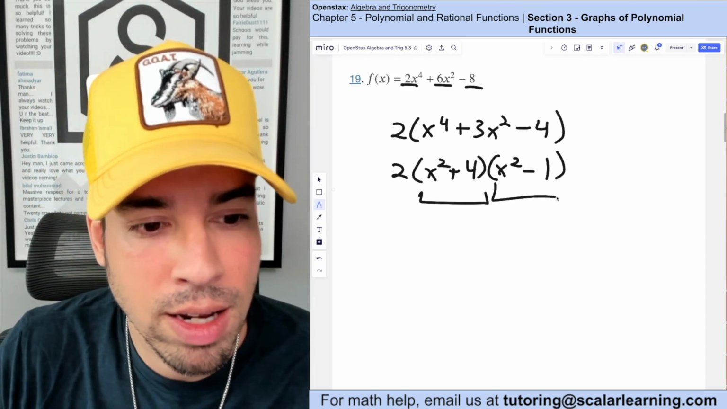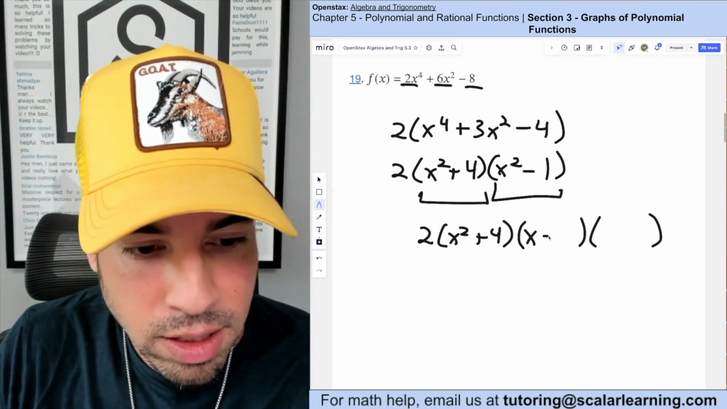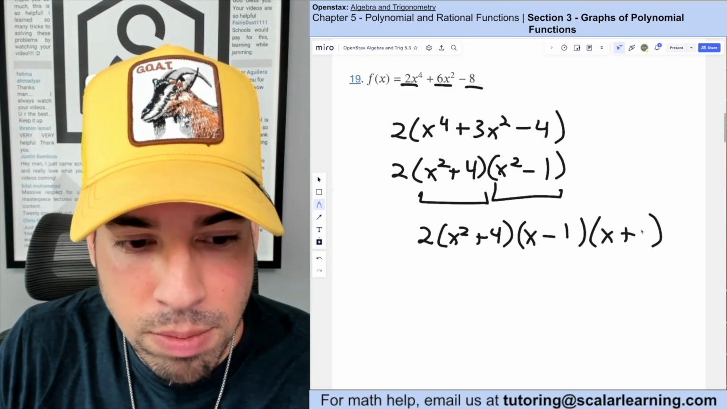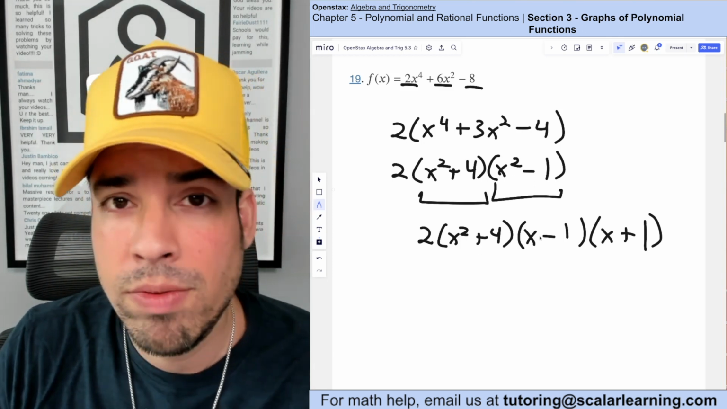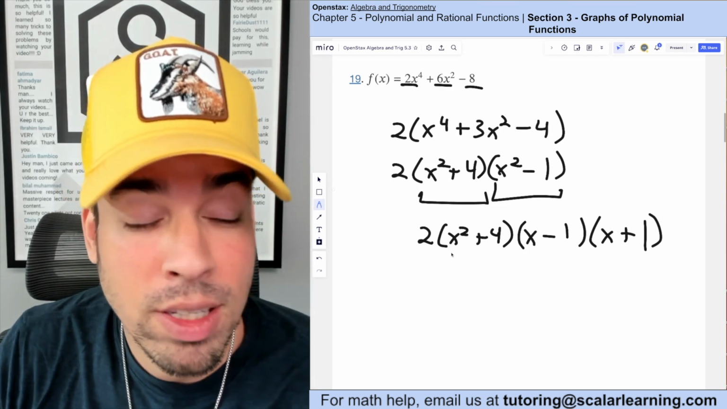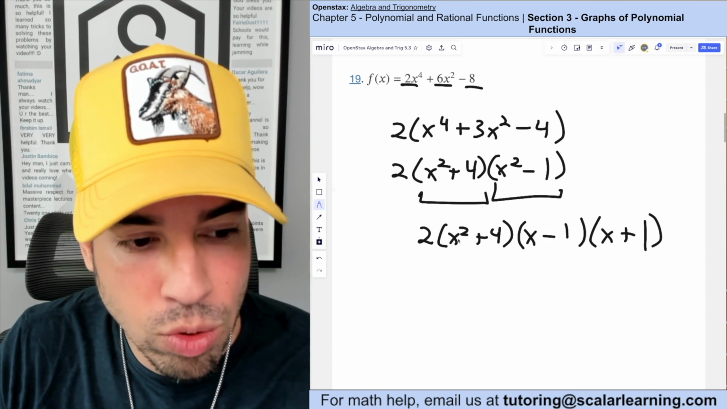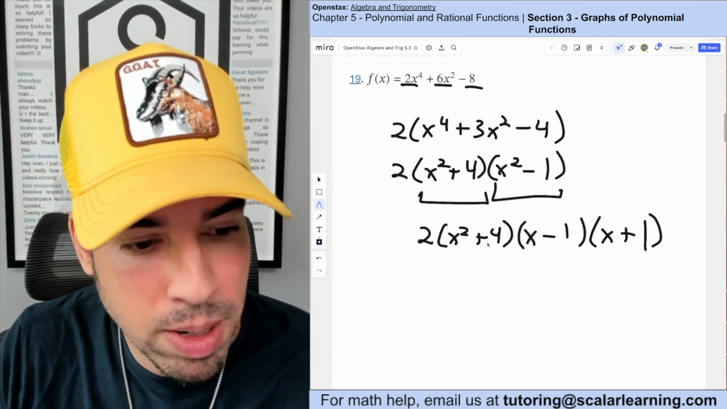But here we've got a difference of squares. That is factorable, so check it out. It becomes x minus 1 and x plus 1. And now we've got our factors for zeros. For a sum of squares, you actually cannot zero this out because you'd need a negative number, but an x squared is always going to be positive. So we don't worry about that binomial.